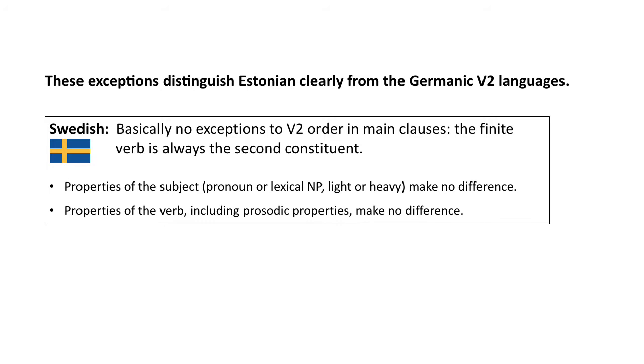These exceptions distinguish Estonian clearly from the Germanic verb second languages. For instance, in Swedish, there are basically no exceptions to V2 order in main clauses. It makes no difference whether the subject is a pronoun or a lexical phrase, or whether it is light or heavy. Likewise, the prosody of the verb makes no difference in Swedish.